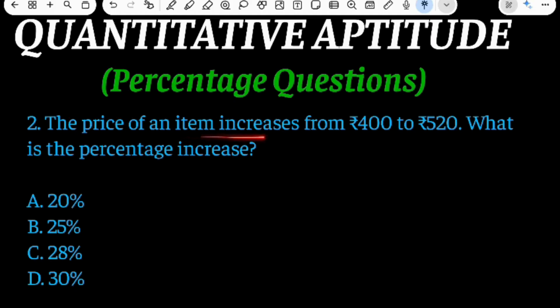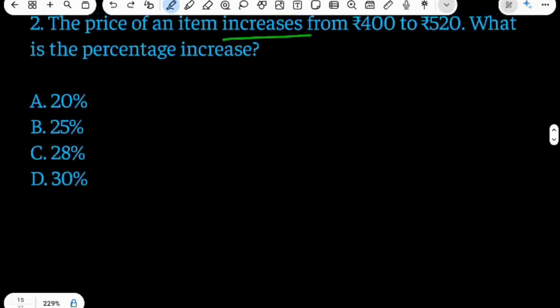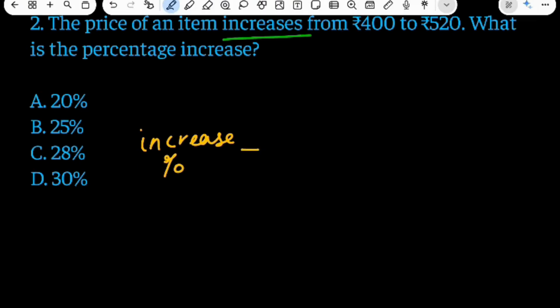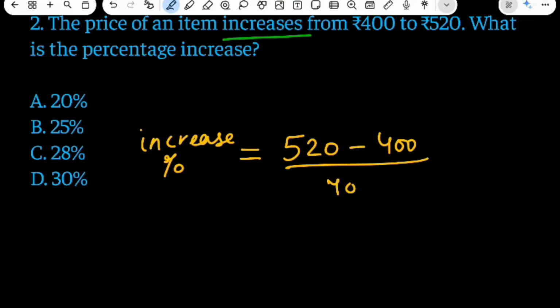The price of an item increases from 400 to 520. What is the percentage increase? We just have the numeric values changed, but the question is the same. Again the price of the item increases, and we have to find the increase percentage, right? So we write the formula: the increase percentage is the difference of the greater and smaller quantity, divided by the smaller quantity itself, multiplied by 100.